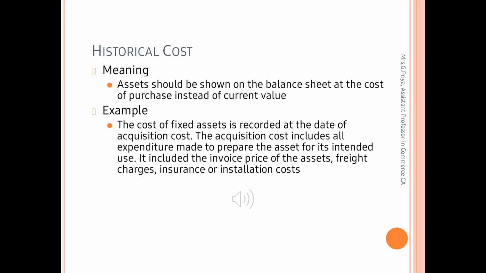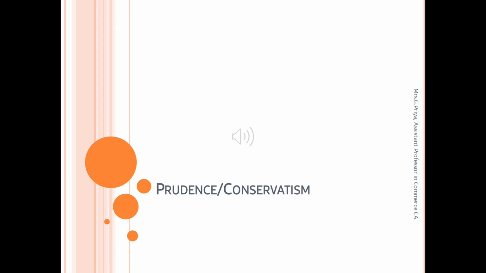Meaning of historical cost. Assets should be shown on the balance sheet at the cost of purchase instead of the current value. For example, the cost of a fixed asset is recorded at the day of acquisition cost. The acquisition cost includes all expenditure made to prepare the asset for its intended use. It includes the invoice price of the asset, freight charges, insurance or installation cost.